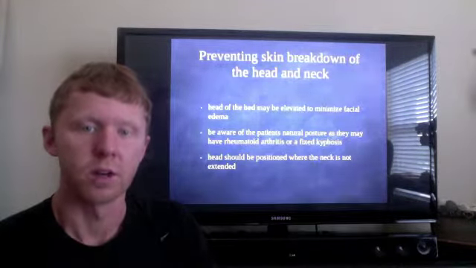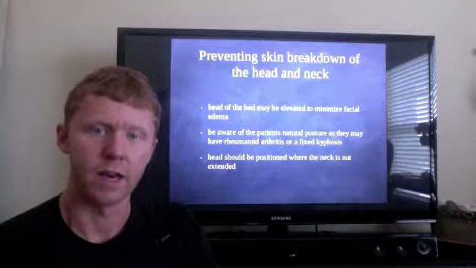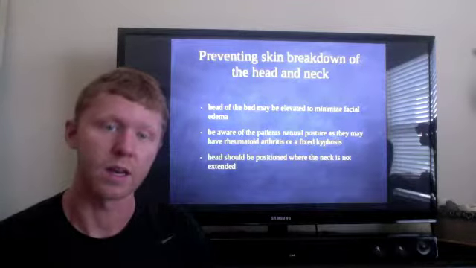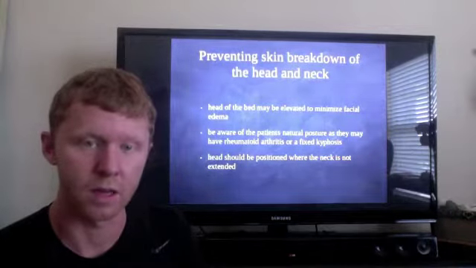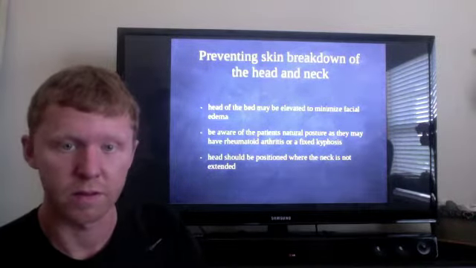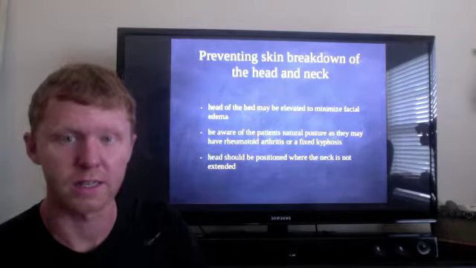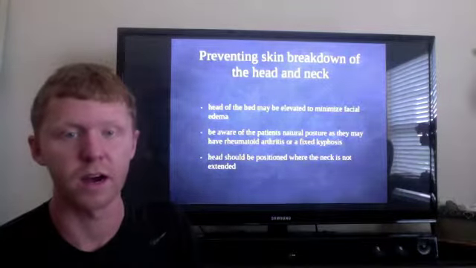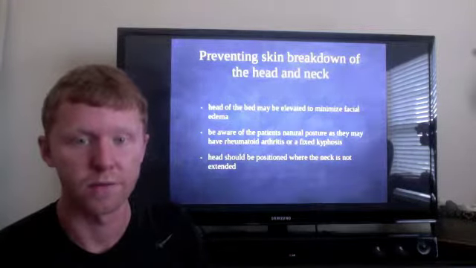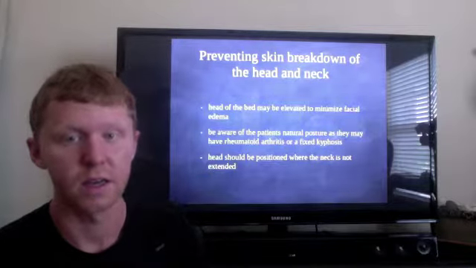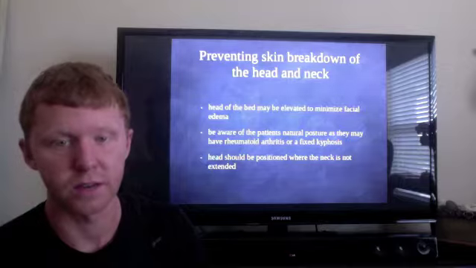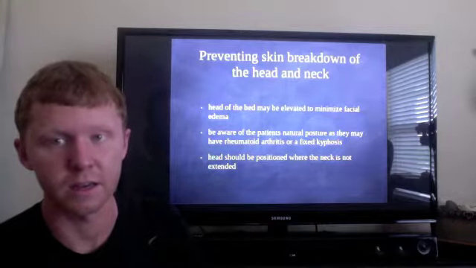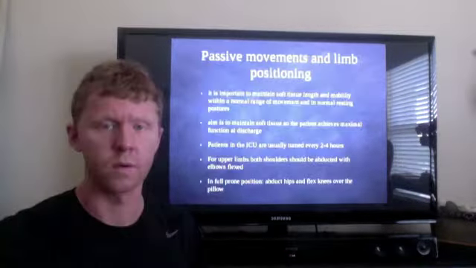So for preventing skin breakdown of the head and neck, you can elevate the head of the bed, and this will minimize facial edema. You also want to be aware of the patient's natural posture, as they may have rheumatoid arthritis or fixed kyphosis. And the head should be positioned where the neck is not extended and the patient is not straining their neck.